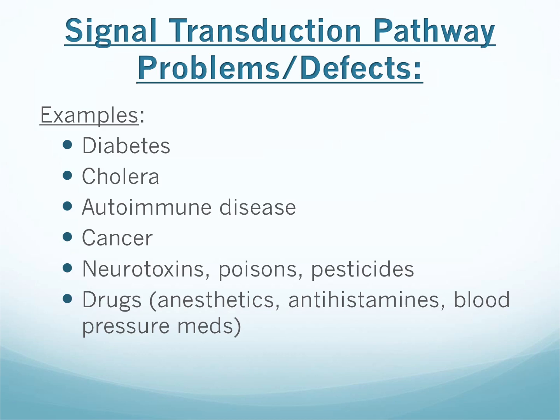Things like neurotoxins, poisons, and pesticides can interfere with this, especially neurotransmitters. They can be blocked by those things. And then we use some of this pathway blockage with drugs like anesthetics, antihistamines, and blood pressure meds, where we can stop signals from going when we don't want to. So, for example, if you have too much of a signal going that's causing too much of a cellular response, we can use a medicine to block some of those signals. That's one way we block pain signals.